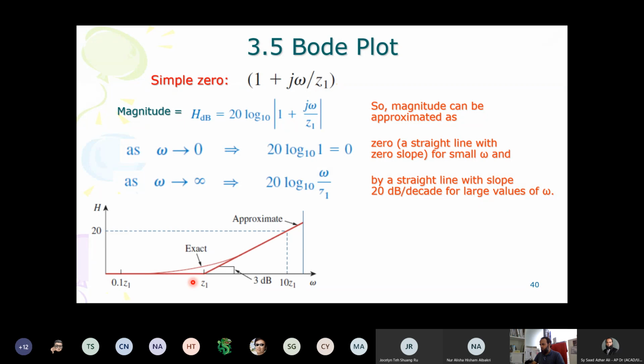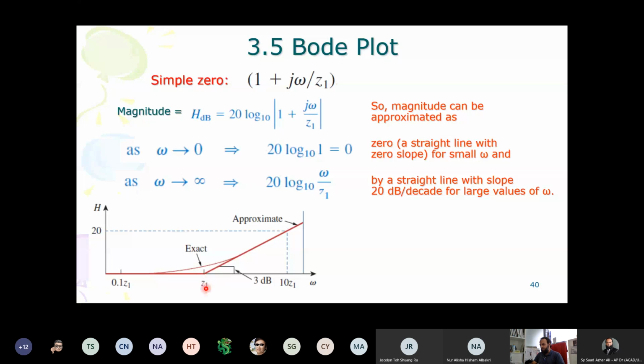It's like this. So from 0 until Z1, if omega is Z1, for example, this will be 1, so it will be log of 2, which is actually like 3 dB. The actual value is 3 dB here. You can see this is the value at Z1. But again, this is exact. We're not plotting the exact one. So until Z1, we are safe. We just keep it 0.